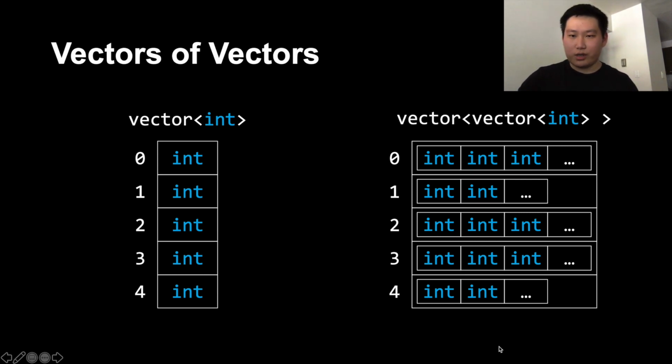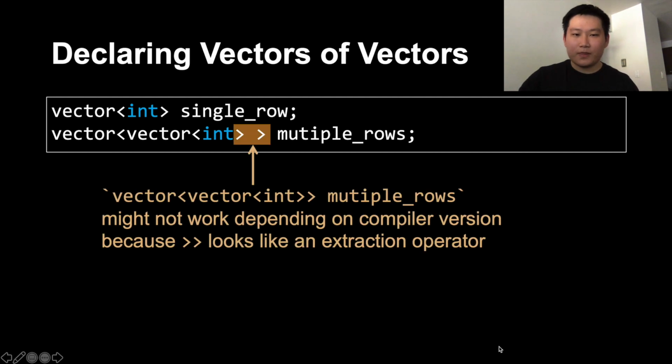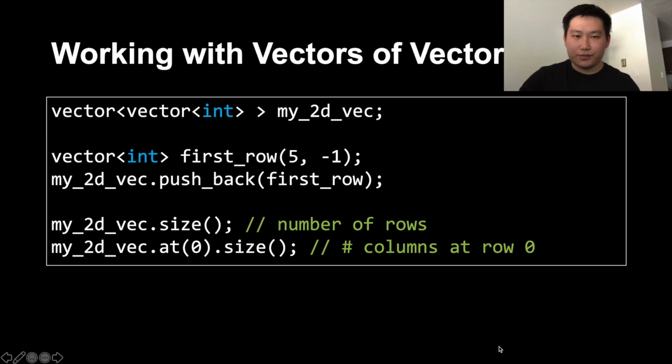columns within one row. To declare a vector of vectors, we can put the type vector of integers inside of the angle bracket of our outer vector. So notice here we have a space between the two closing angle brackets, and that's because if we don't put a space here, it looks exactly like an extraction operator, and some of the older compilers actually cannot tell them apart and will throw a compilation error. By putting a space here, we're being explicit in telling the compiler these two angle brackets don't belong together.